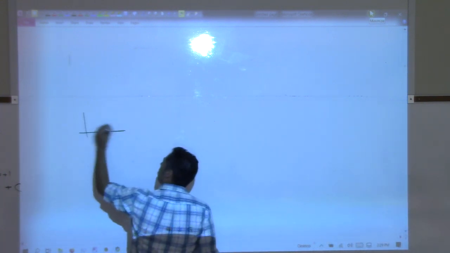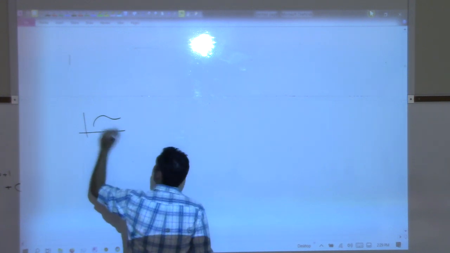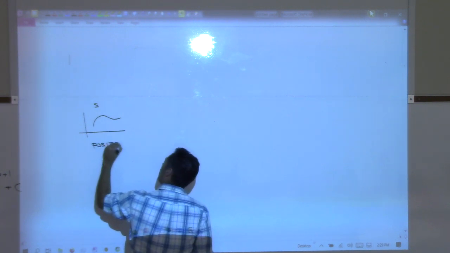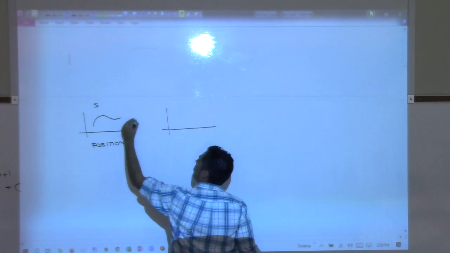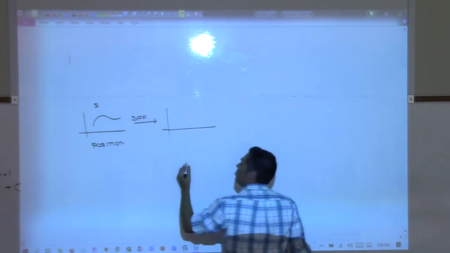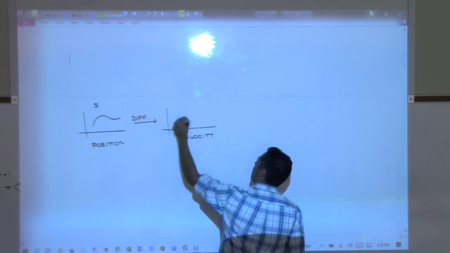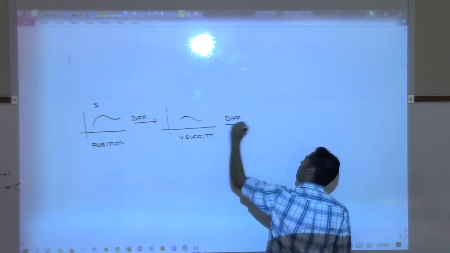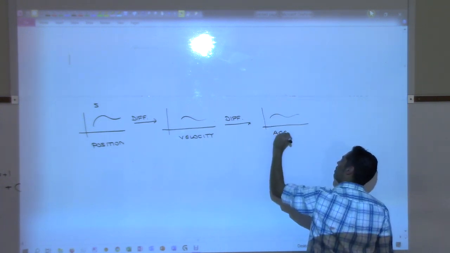So if we have some function s, this is your position function, then if we differentiate that position function, we get velocity, and that'll be some other curve. And then if we differentiate that velocity function, we'll get another curve, whatever that looks like, and that'll be your acceleration.